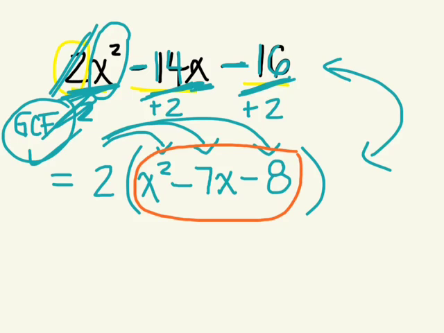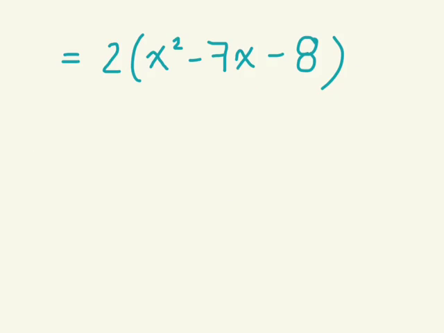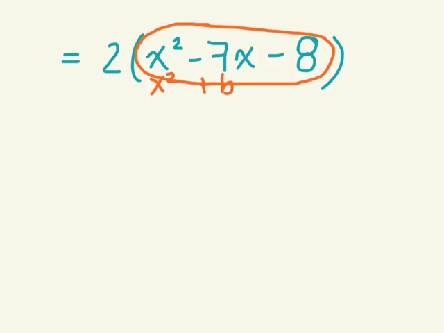This is the second type of factoring. We took out the greatest common factor, and we're left with a trinomial still in brackets. This can still be factored. This is a trinomial in the form x squared plus bx plus c. Whenever there's just a 1 in front of the x squared, not anything else, we do a specific type of factoring.